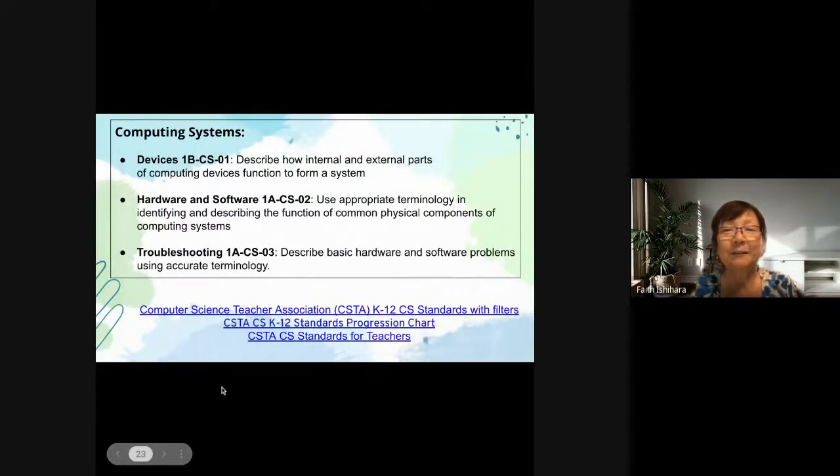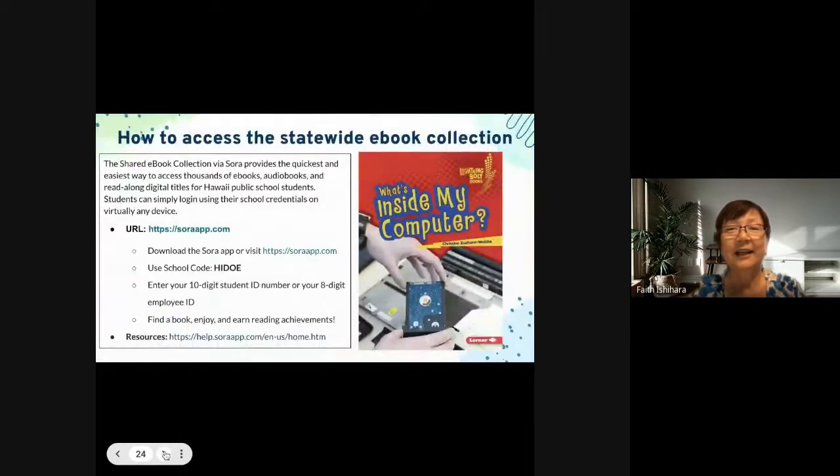So again, just to go full circle, these are the computer science standards that we covered today and some of the links. And if you want to access that Hello Ruby series of titles or any other book, we have a statewide ebook collection, and you can access it by going to soraapp.com. And here's another book in that collection, What's Inside My Computer, that has not so much drawings, but actual photos of the parts inside the computer.